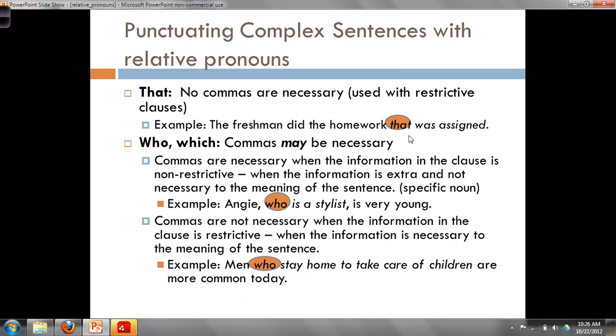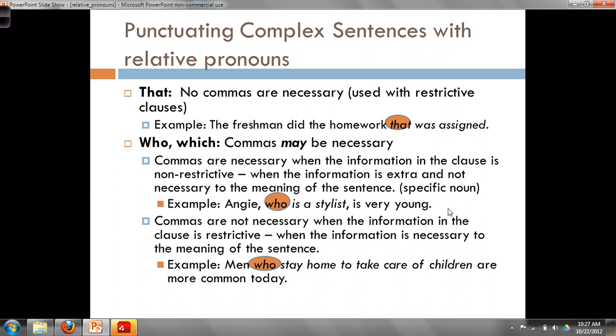With who and which, we have to look at the meaning of the sentence to determine whether commas are necessary. So, for example, commas are necessary when the information in the clause is non-restrictive, when the information is extra and not necessary to the meaning of the sentence. These cases happen when we're referring to a specific noun or a proper noun. If we have a person's name and that's who we're referring to, then we already know who that person is, so we are simply providing extra information, and we do use commas.